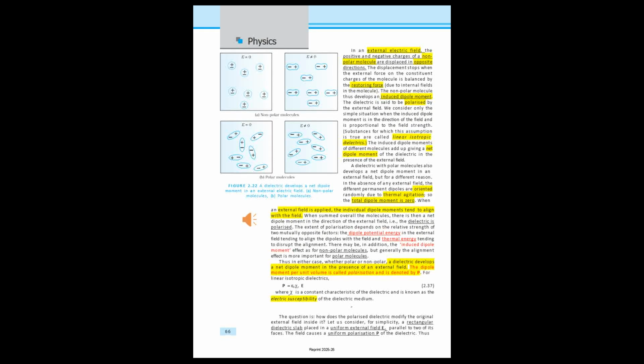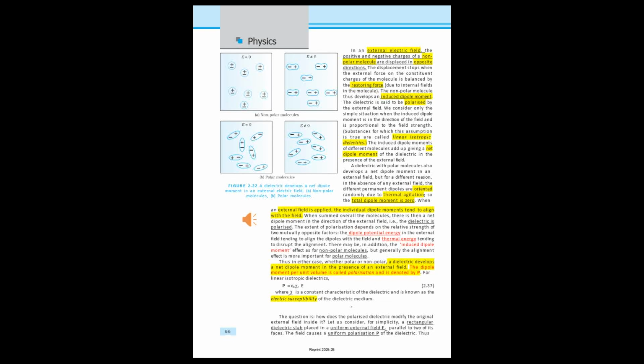The extent of polarization depends on the relative strength of two mutually opposite factors. The dipole potential energy in the external field tending to align the dipoles with the field and thermal energy tending to disrupt the alignment. There may be, in addition, the induced dipole moment effect as for non-polar molecules, but generally the alignment effect is more important for polar molecules.